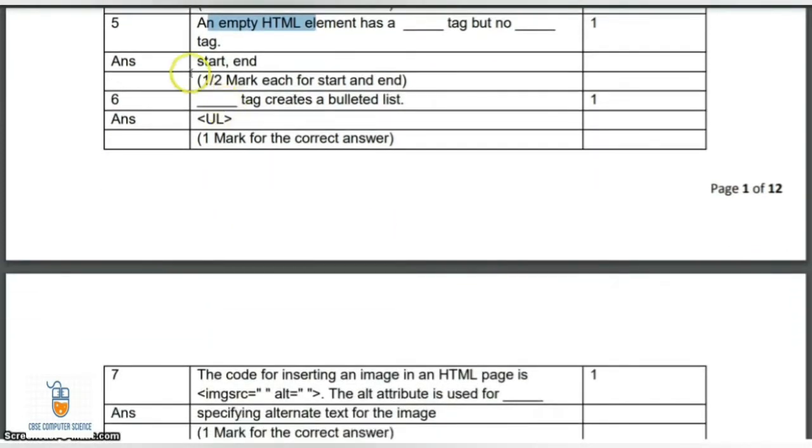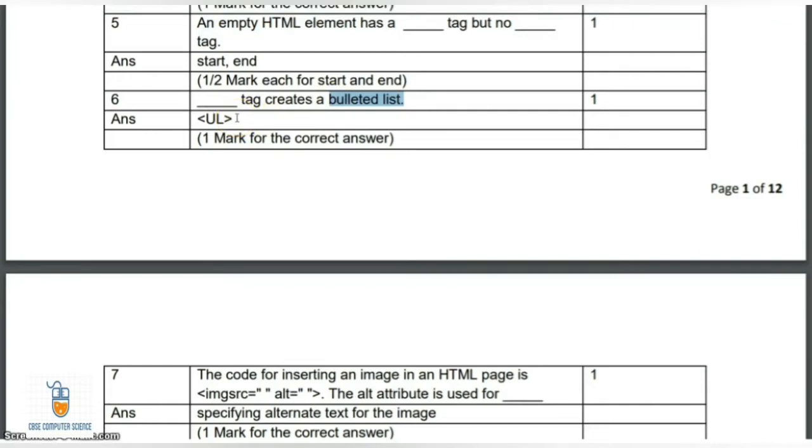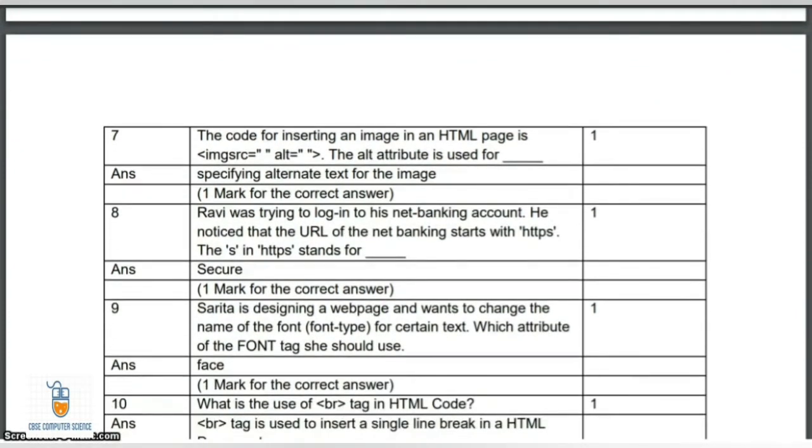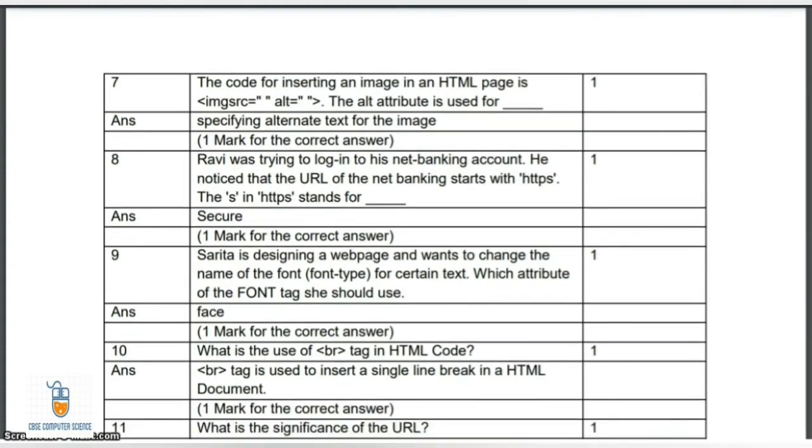Next question is, dash tag creates a bulleted list. There are 3 types of list in HTML: ordered, unordered and definition. Bulleted list means unordered list, and to create unordered lists we need the UL tag, that is the unordered list tag. So the UL tag is used for creating a bulleted list. Moving to the 7th question, the code for inserting an image in an HTML page is img src equal to double quotation, alt is equal to inside double quotation some value which is not defined.